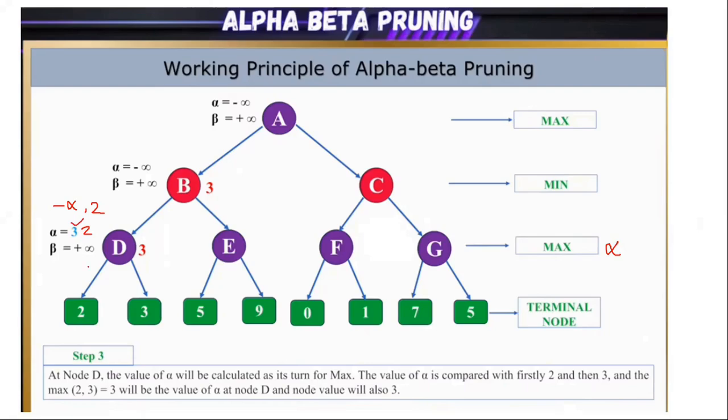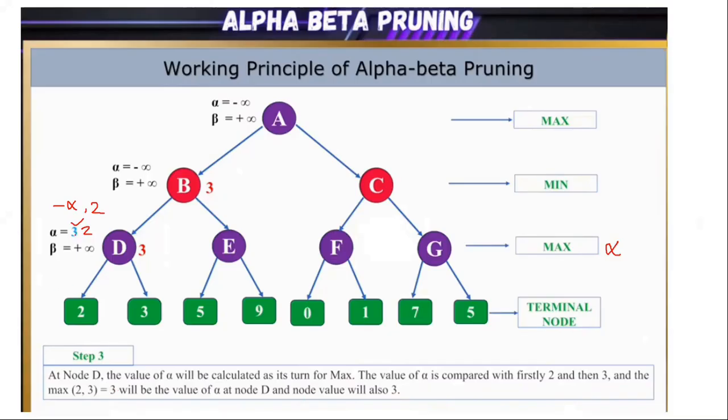So after completing, we got alpha value equal to 3 and beta equal to plus infinity, which we have not touched. Okay. So when we got this 2 and 3, and it is a maximum, from here we got 3. So the heuristic value, or the D node value, is 3. That's what is written here. At node D, the value of alpha will be calculated as it is the turn of max. The value alpha is compared with the first 2 and 3. Then the max of 2, 3, which is 3, will be updated.